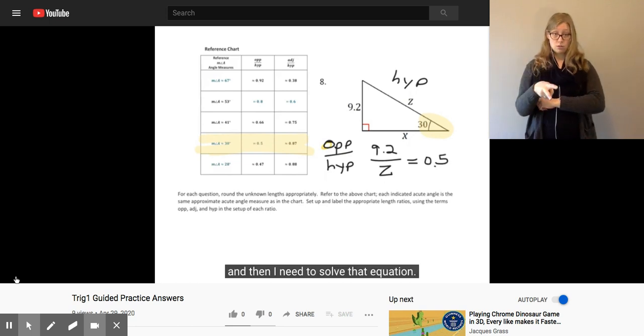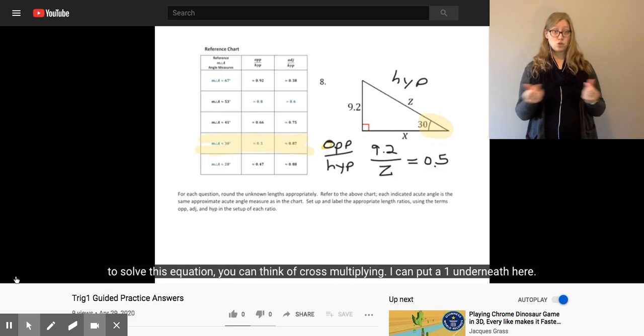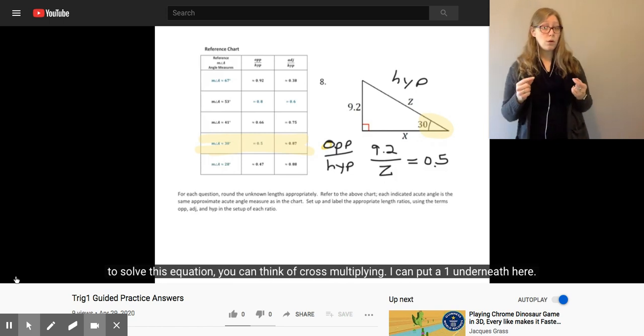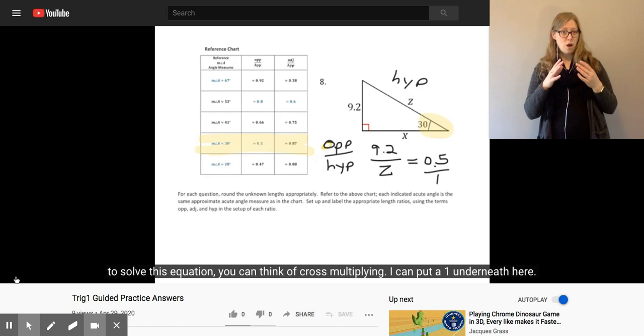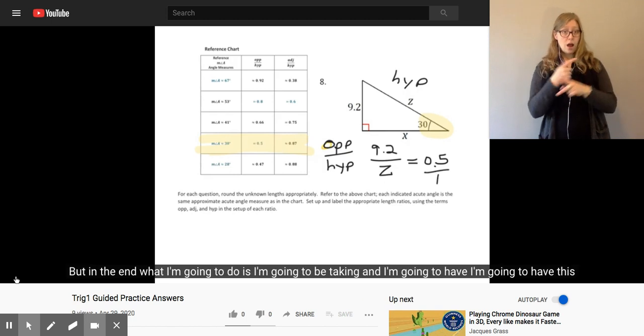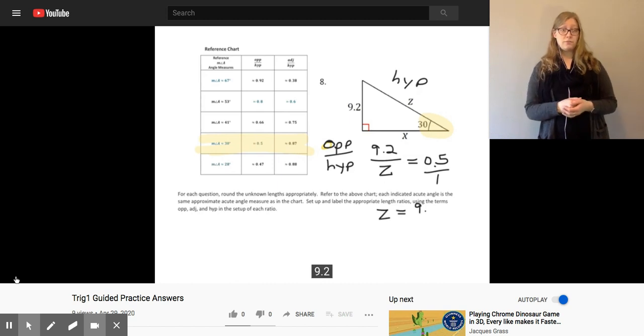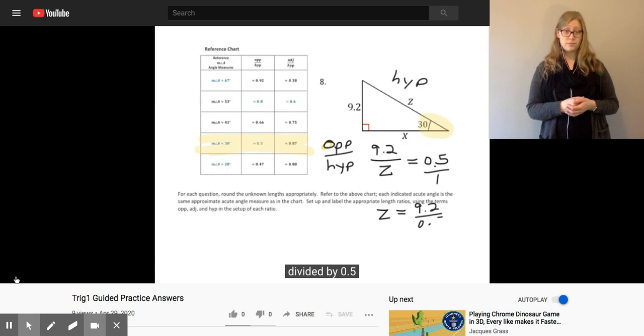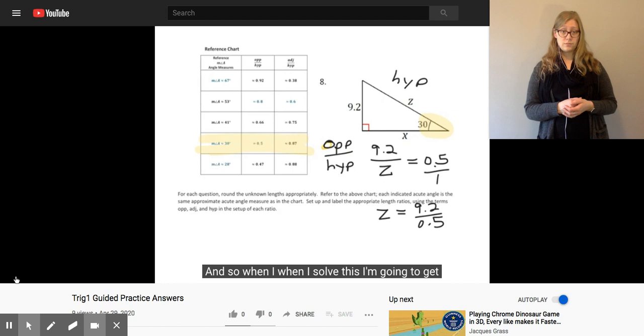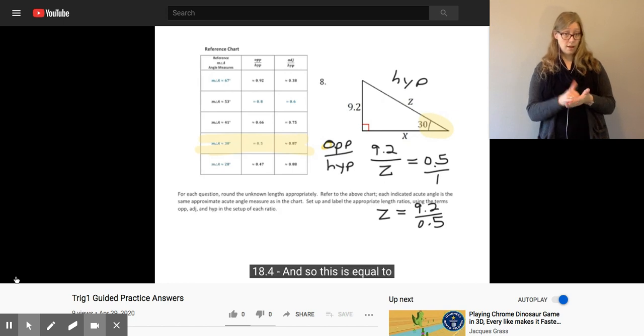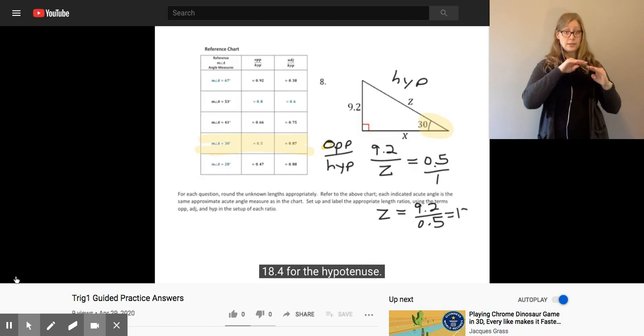And then I need to solve that equation. To solve this equation, you can think of cross multiplying. I can put a 1 underneath here. But in the end, I'm going to have z equals 9.2 divided by 0.5. And so when I solve this, I'm going to get 18.4. So this is equal to 18.4 for the hypotenuse.